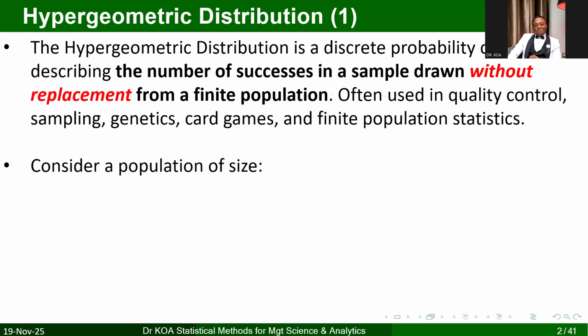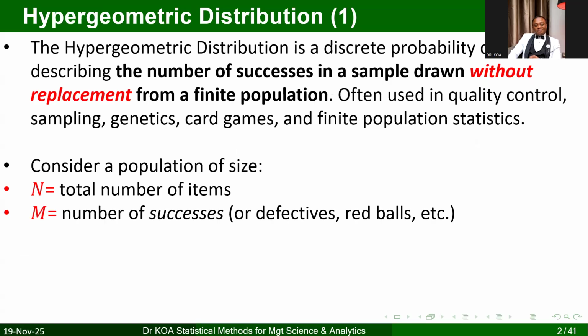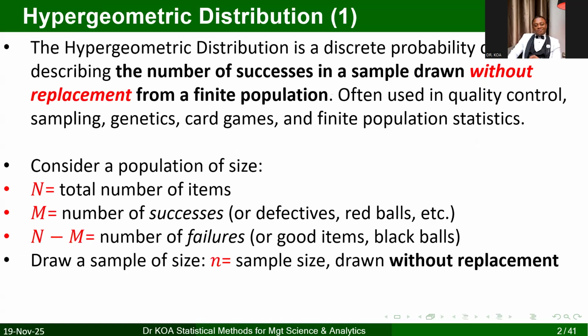Hypergeometric distribution is a discrete one. It describes the number of successes in a sample drawn without replacement from a finite population. If you check very carefully, we have the number of successes. This might look like binomial if you check it carefully, but there's something that makes it not binomial. Who can guess? Who can catch it? Without replacement. Good. How is that an issue here?